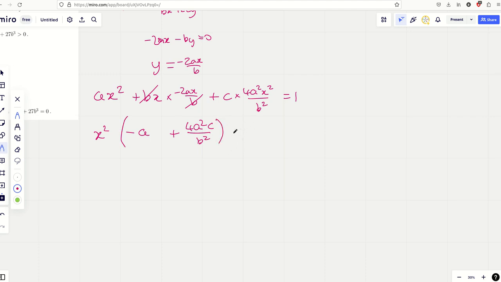Times by all of that. Minus 1 equals 0. Yeah, what is this? This is just a quadratic. Let's tidy it up actually a bit.